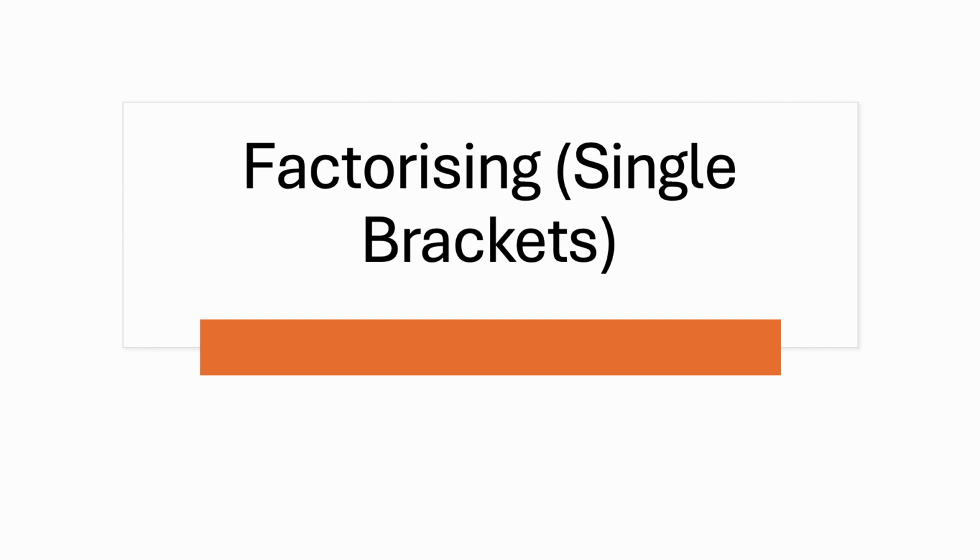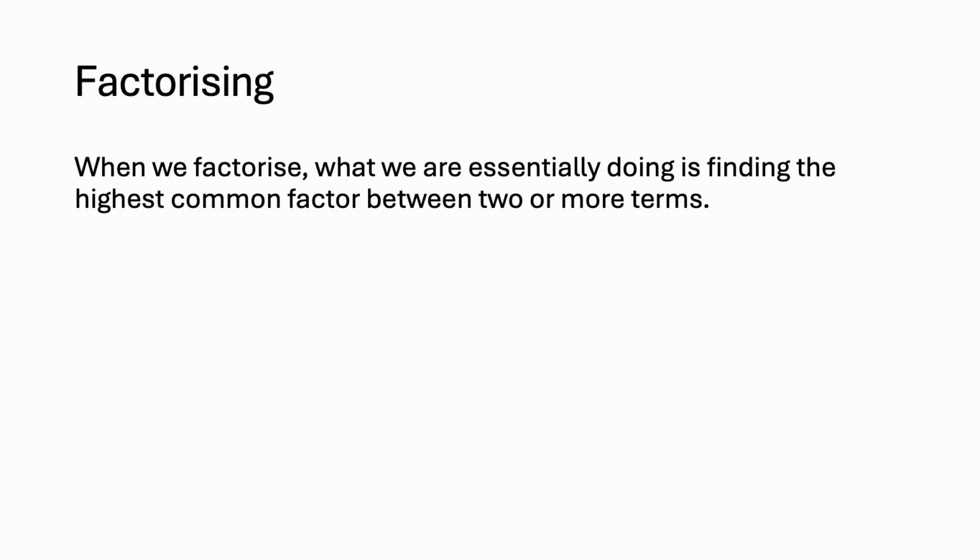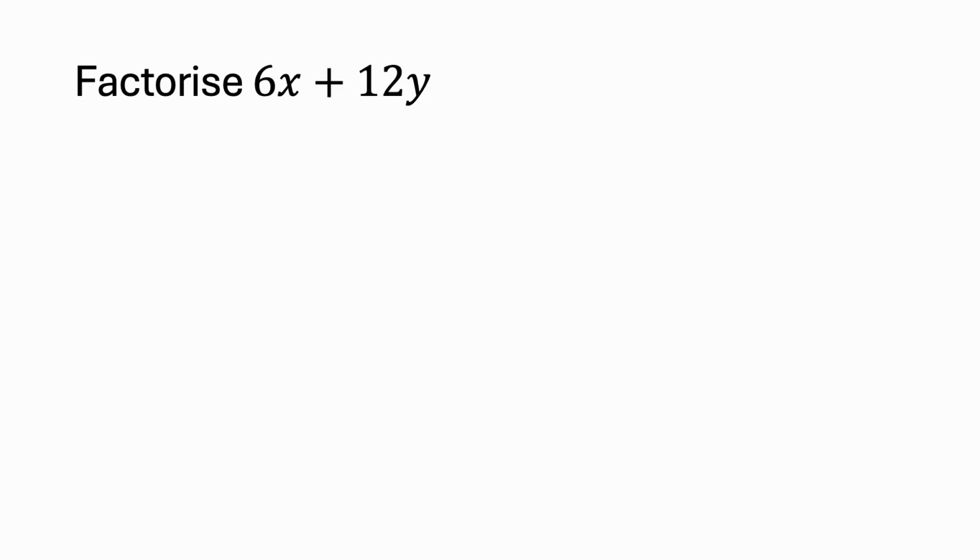Factorising single brackets. So when we factorise, what we are essentially doing is finding the highest common factor between two or more terms. So let's look at this one here. Factorise 6x plus 12y. We need to work out the highest common factor between 6x and 12y.